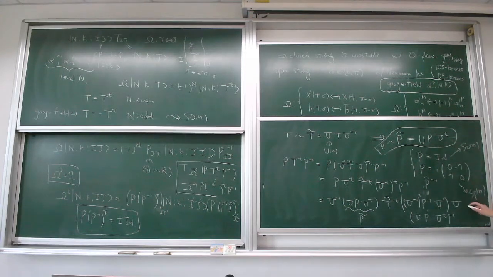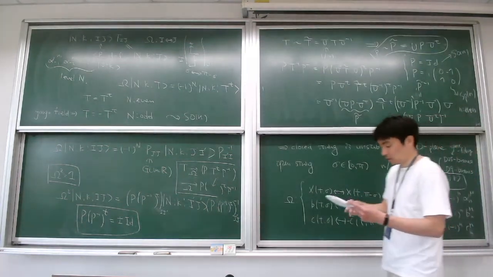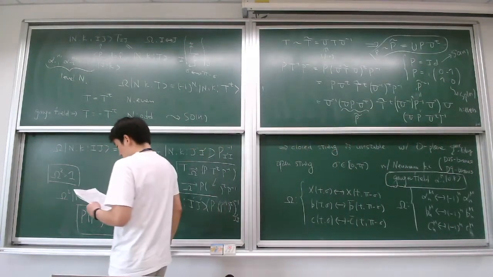More precisely, n has to be even, since this has the entry.